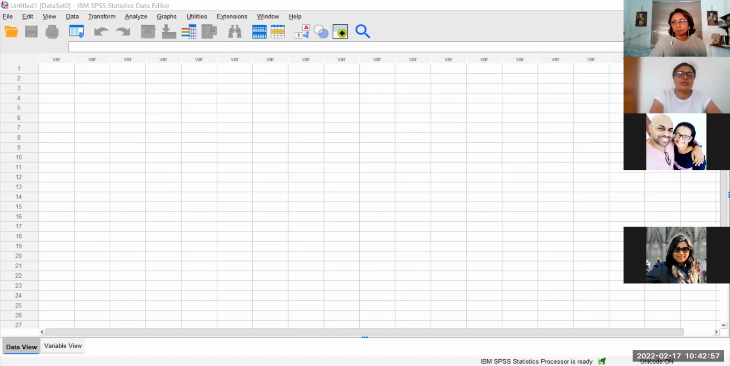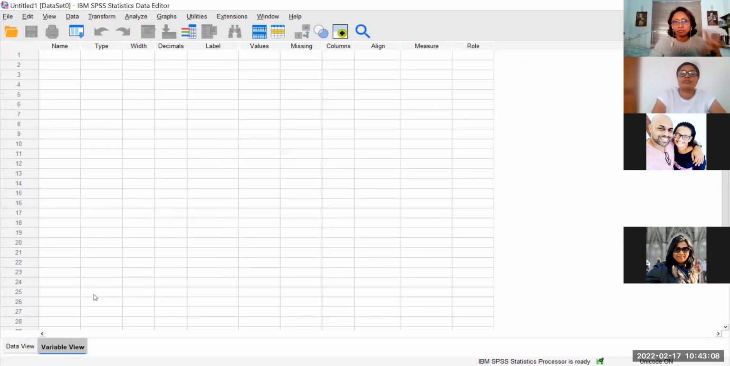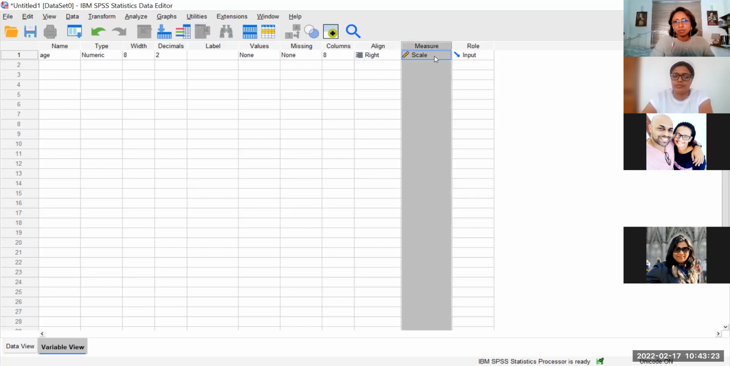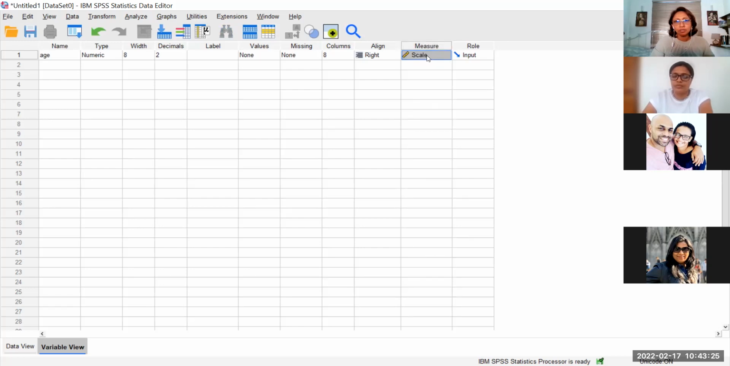And first of all, what you do in your SPSS, I hope you can see SPSS clearly, you go to variable view and define your variables, right? What is your variable? It is age, correct? Everybody agreed your variable is age, right? And then you have to be able to measure it. So in measurement, we have scale. We choose the scale measurement.